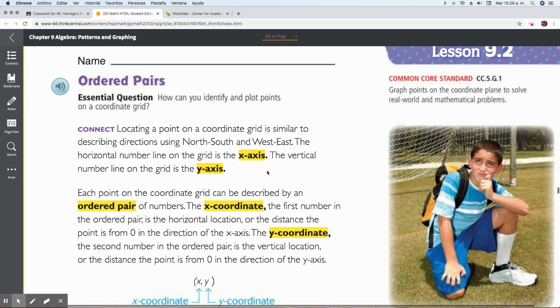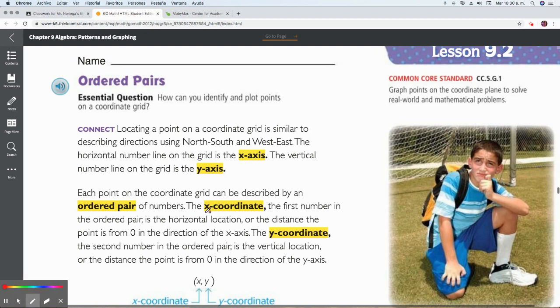Okay, lesson 9.2 is on page 373 of your Go Math book. This would be your assignment for today to complete your homework. In your homework book, it's going to be pages 185 and 186, lesson 9.2, which is about ordered pairs. Okay, so let's go ahead and start reading.